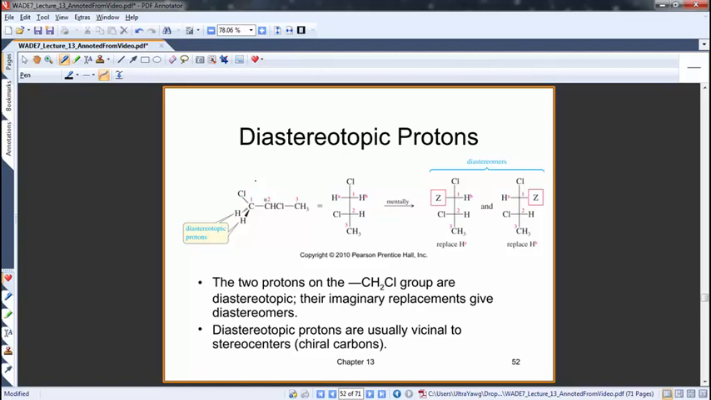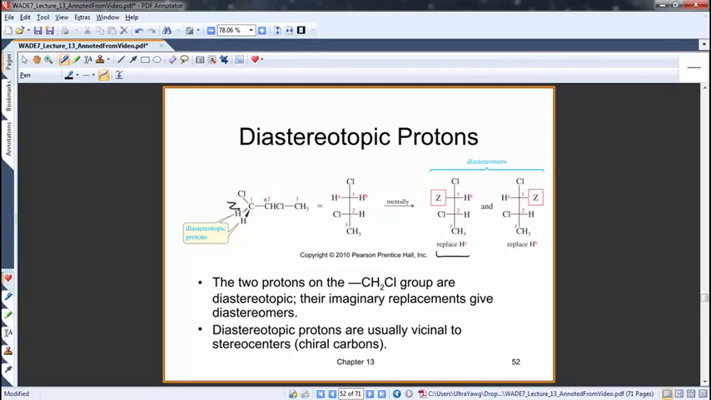Now here's a good example. Before, when we had ethanol a couple slides back, they were not diastereotopic, right? But this hydrogen, if I replace it with something like Z, would give a diastereomer as compared to if I replace the other one with some fake atom, Z.